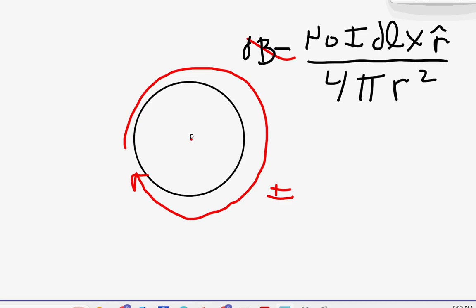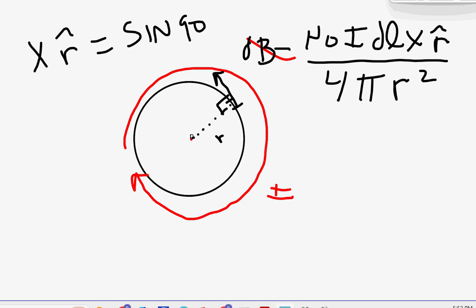Okay, now let's identify a vector here to a dl here then. The dl is always facing in this direction and will always be perpendicular to our radius r. Therefore, dl cross r hat is just going to be sine of 90, so that's 1. Now, dl we could represent as r d theta, which makes it pretty easy for us to deal with. And as we go around, r is going to stay the same, so r squared.